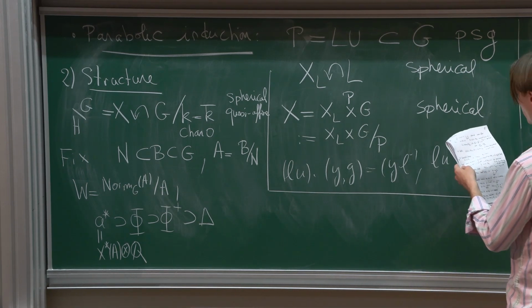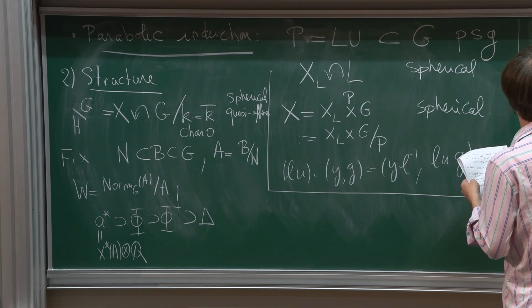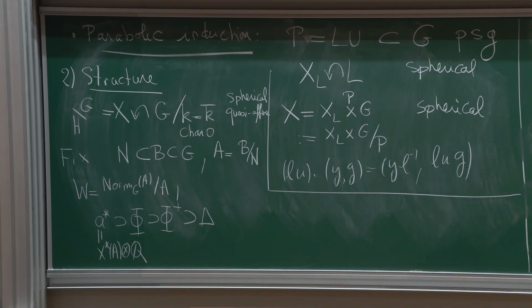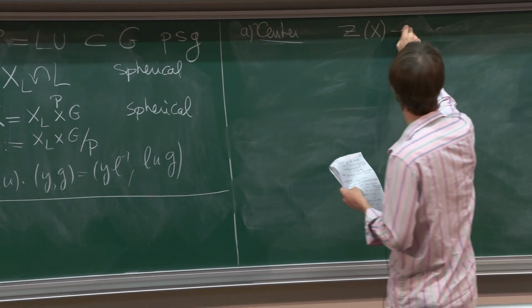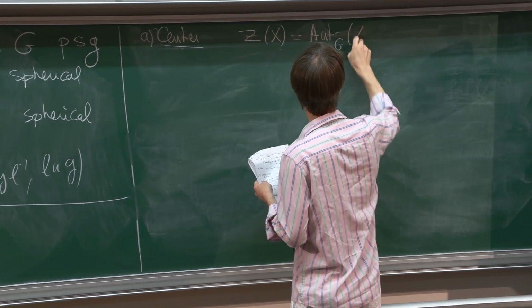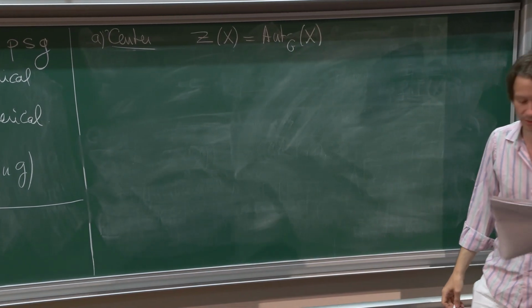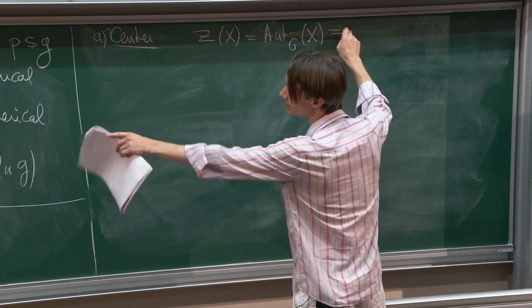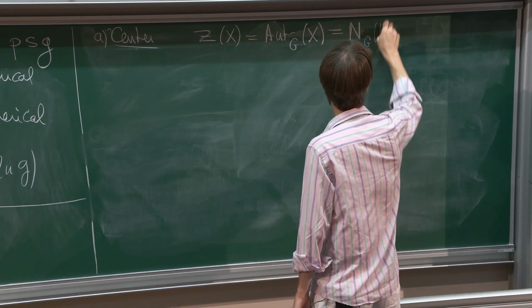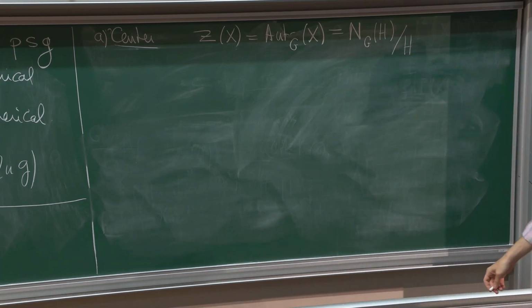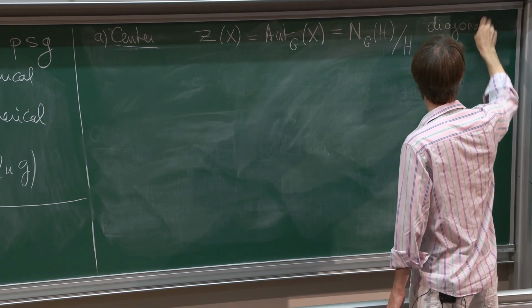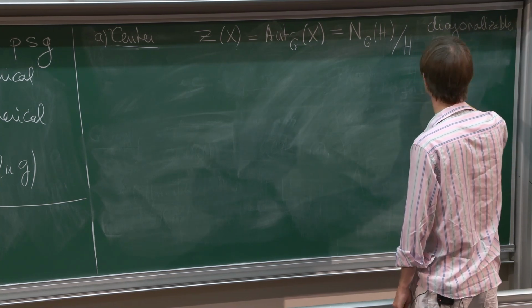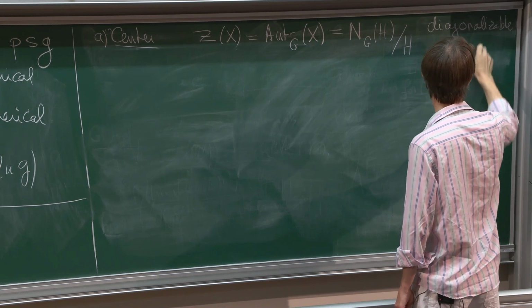Okay, so the first invariant, one of the most basic ones, but which I would like to emphasize tomorrow because it is actually not as well understood as we would like, is the center of X. By definition, it's just the group of G automorphisms of X, so automorphisms commuting with the G action. And if X is homogeneous, it's easy to see that it's the normalizer of H mod H. And it's always a diagonalizable group in the spherical setting.